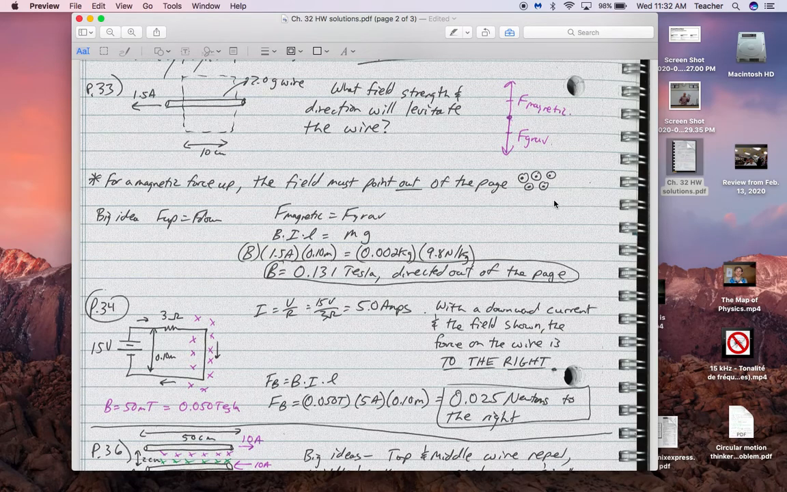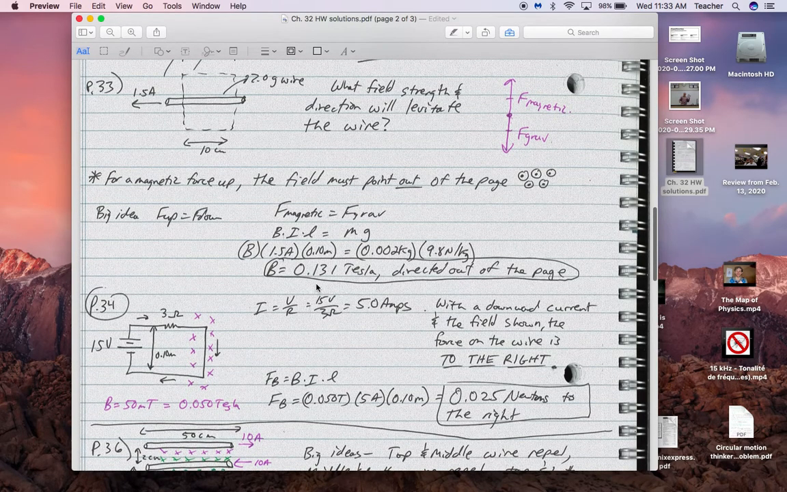So that's my attempt at drawing dots. Big idea here, balance forces. Let us figure this out. So the magnetic force would be equal to B times I times the length of the wire. Gravitational force is mg. That gets me 0.131 Tesla, again, directed out of the page.